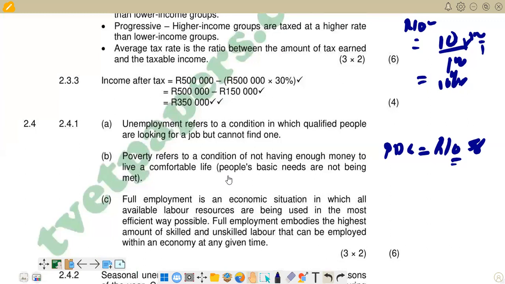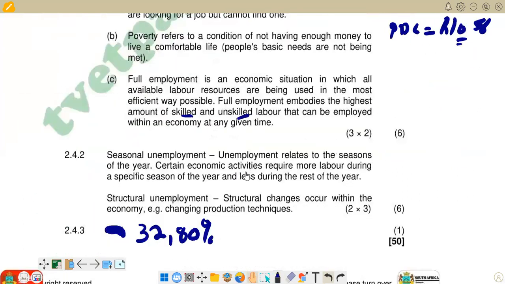And all the labor resources that we have includes the skilled and the unskilled. So it doesn't only look at skilled, but it also incorporates the unskilled. So let's see if we've got another question. Right, we also have a question. Let's see what it's saying.